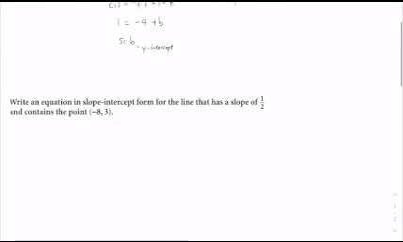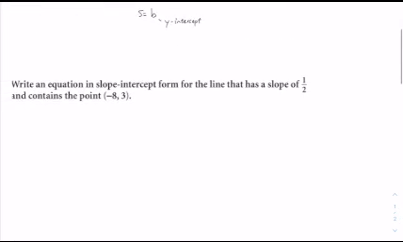So the equation would be y is equal to -2x plus 5. Moving on to the second problem, write an equation in slope-intercept form for a line that has a slope of 1/2 and contains a point (-8, 3).